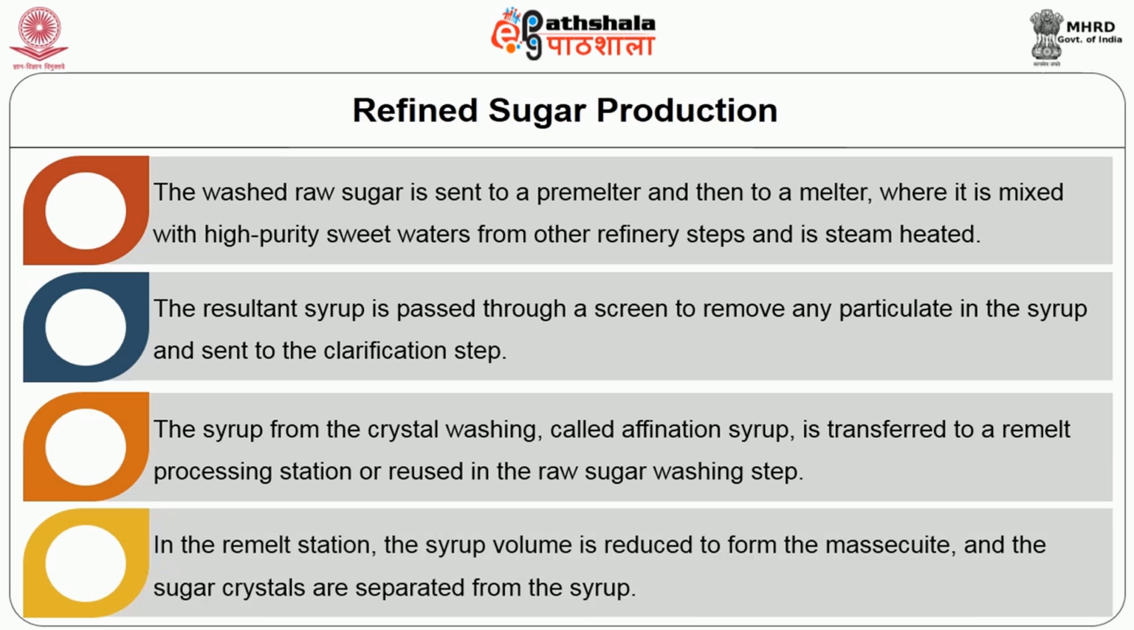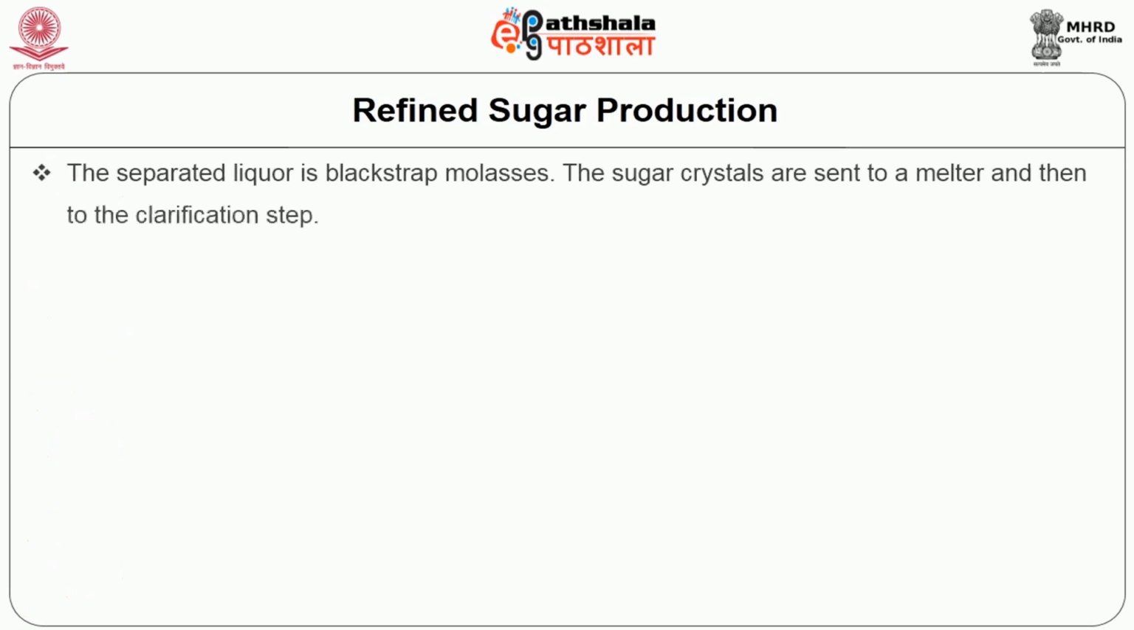In the remelt station, the syrup volume is reduced to form the muscovado and the sugar crystals are separated from the syrup. The separated liquor is blackstrap molasses. The sugar crystals are sent to a melter and then to the clarification step.